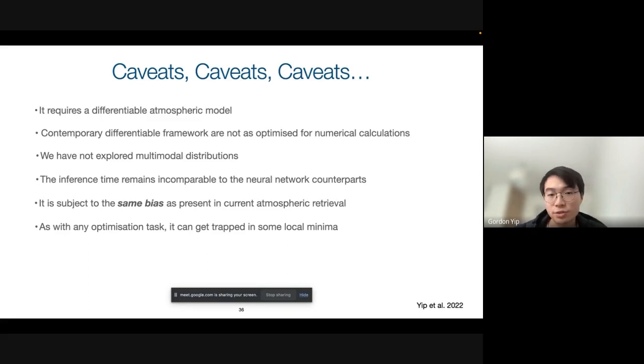It's also subject to the same bias as we have with atmospheric retrieval. It's just to show that while it's a good approach, it is not the magic pill. As with any optimization task, it can get trapped in a local minimum really, really easily.